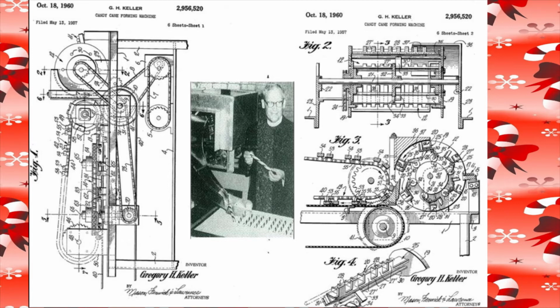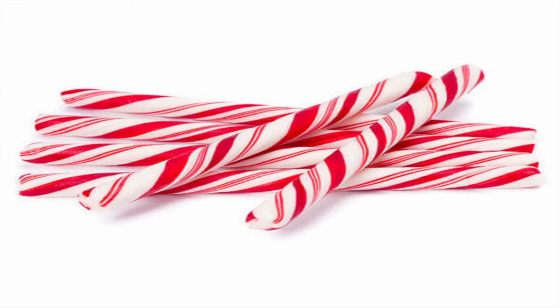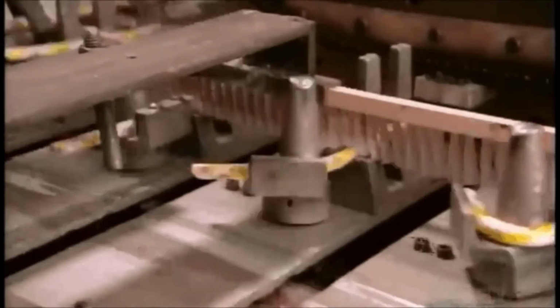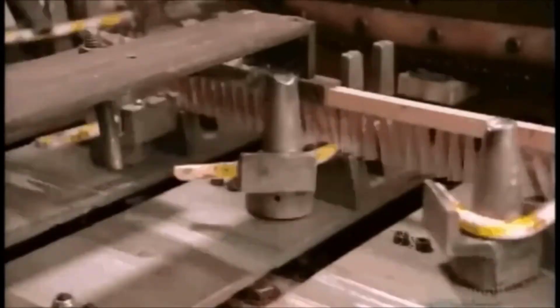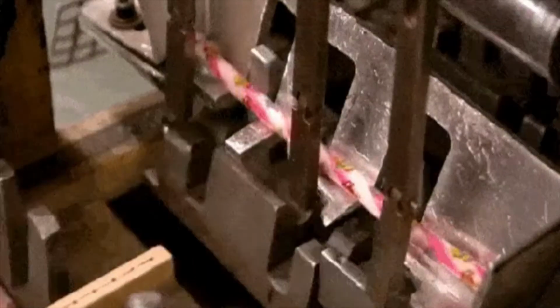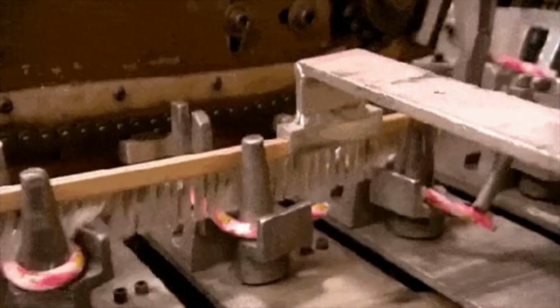How the Keller machine works. First, candy sticks cut to desired length enter the machine. Each stick is bent individually, but the machine has a system of multiple grippers and rollers to continually bend the sticks, one after the other. As each stick enters the machine, it is positioned in a gripper which holds the straight portion of the cane with the part to be bent protruding out.